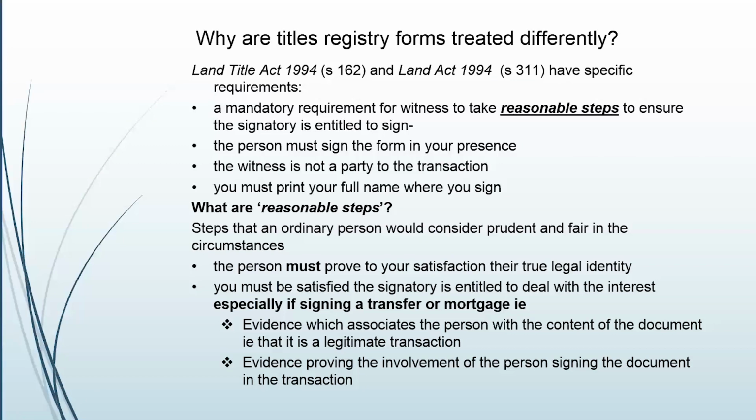So that legislation talks about four things. One, you must take reasonable steps to ensure the signatory is entitled to sign. Secondly, the person must sign the form in your presence. Thirdly, the witness must not be a party to the transaction. And lastly, you need to print your name because that is part of the prescribed form. Now, we'll just briefly touch on some of those requirements through the presentation before specifically discussing the National Mortgage Form.